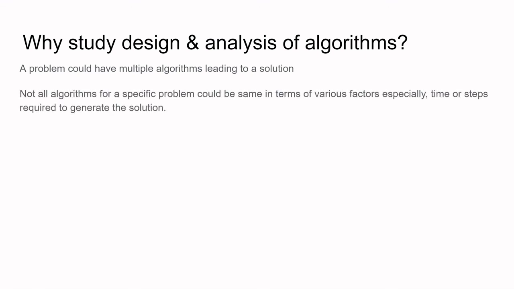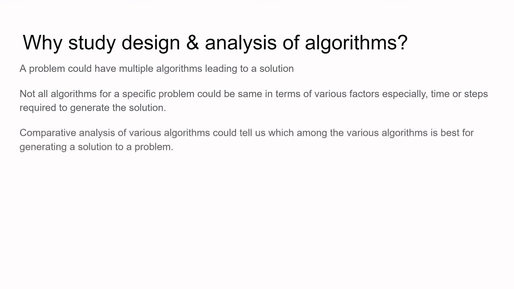In this case, not all algorithms for a specific problem are the same in terms of various factors, especially time or steps required to generate a solution. So in the problem we were discussing, the fuel efficiency, or the amount of fuel spent in buying the T-shirt and shoes, could be one of the factors which could lead to an optimization problem. So a comparative analysis of various algorithms could tell us which among them is best for generating a solution to a problem. That's why we analyze an algorithm.